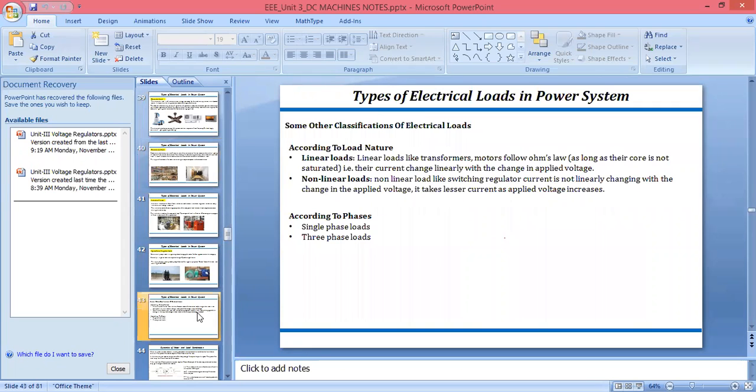Then we have to see the types of loads in the power system. We are using these loads at our home, at offices, and at larger industry also. According to the load nature, there are two types of load, and according to the phase, there are also two types of load. Firstly, we will see according to the load nature. There are two types of load, linear and non-linear.